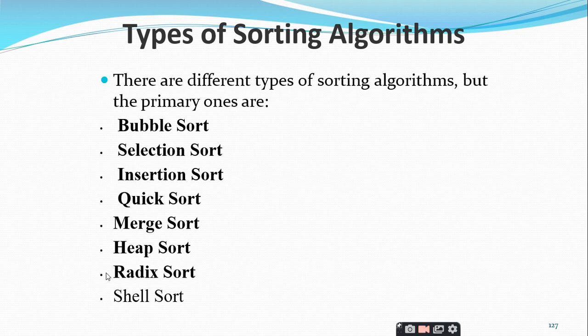But according to our syllabus, we'll be confining our discussion to bubble sort, selection sort, insertion sort, quick sort, and merge sort. And heap sort we'll also discuss while covering trees, search trees, or priority queues. And if time permits, we will also discuss radix sort and shell sort. So these are the important and primary sorting algorithms we are going to discuss. That's all about the introduction to sorting algorithms.